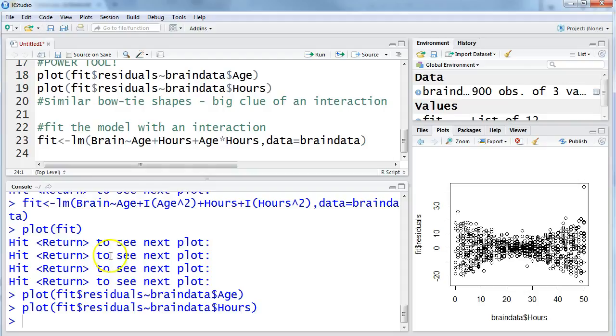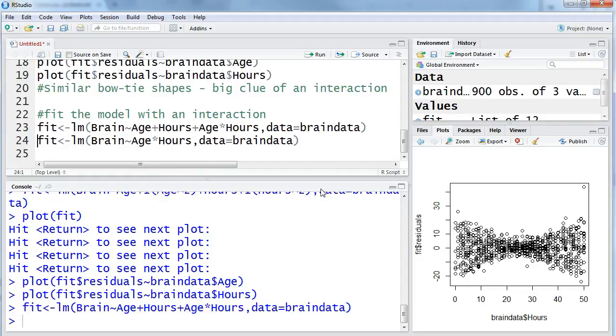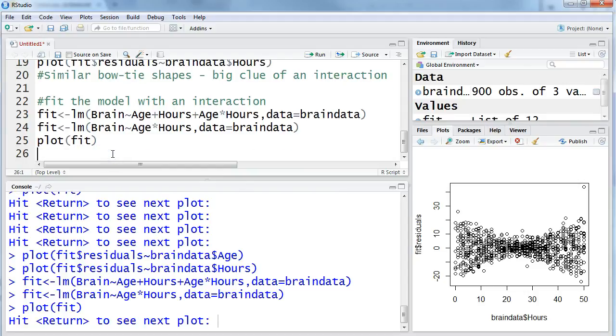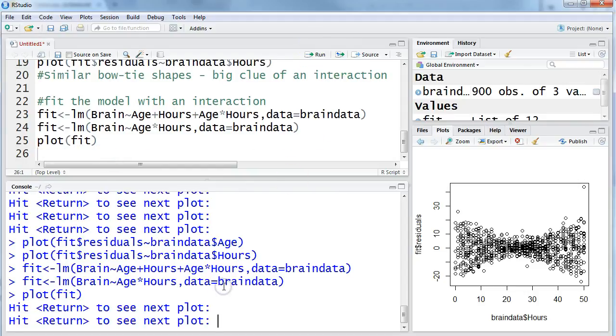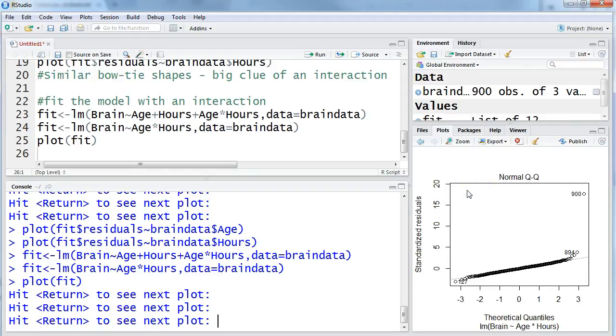So now we're ready to do what you probably guessed we were going to do from the beginning, which is we're going to have age and hours, but we're also going to have an age times hours. And it is true that because this is R, you can do a little cheat, and that will do the exact same thing. Let's take a look at our residual.